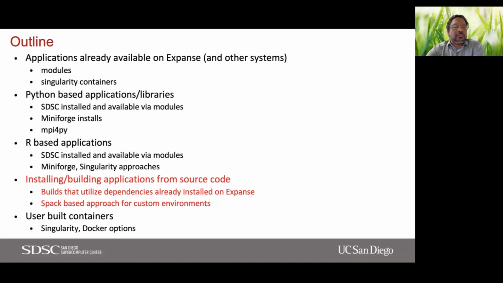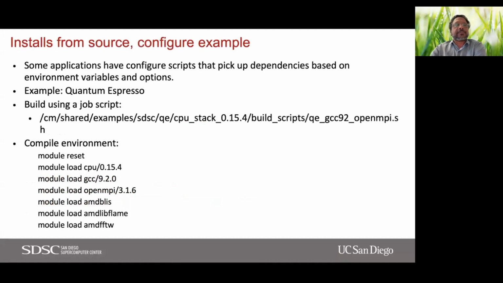Sometimes people will want to build applications from source code. So this usually means that you're building from source code, but you might still use some of the libraries that are already installed on Expanse. And this is what I'll go over next.